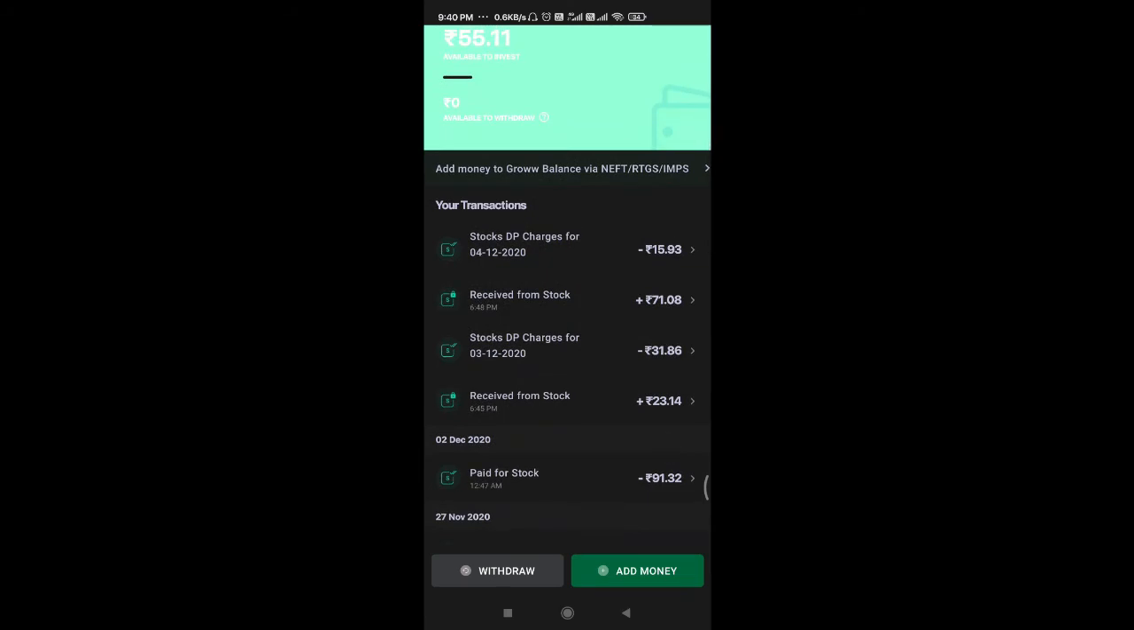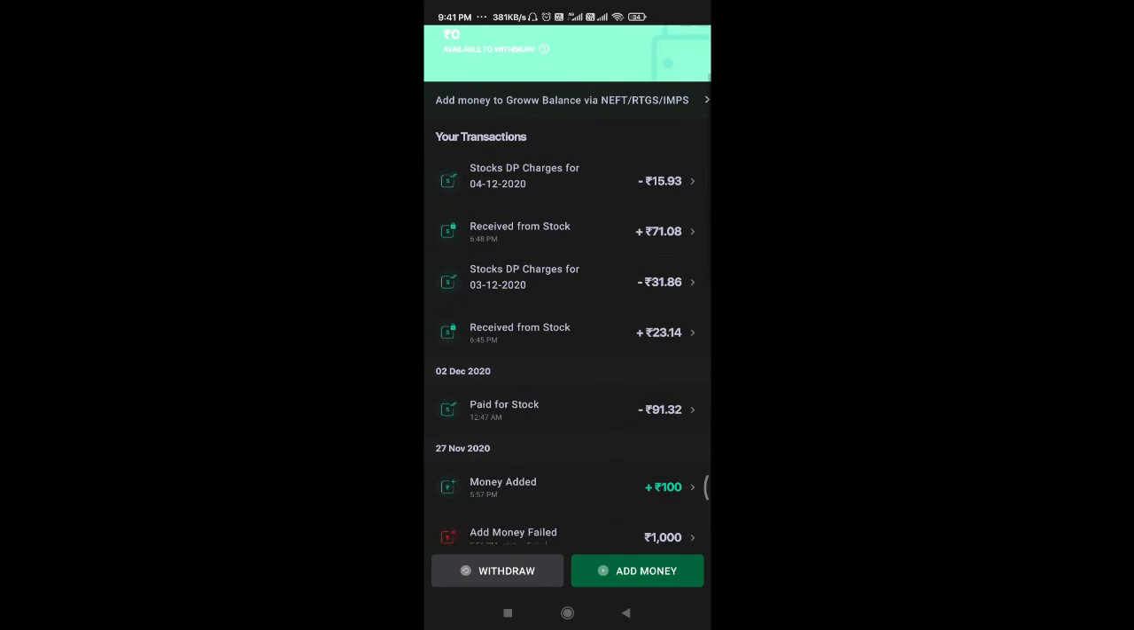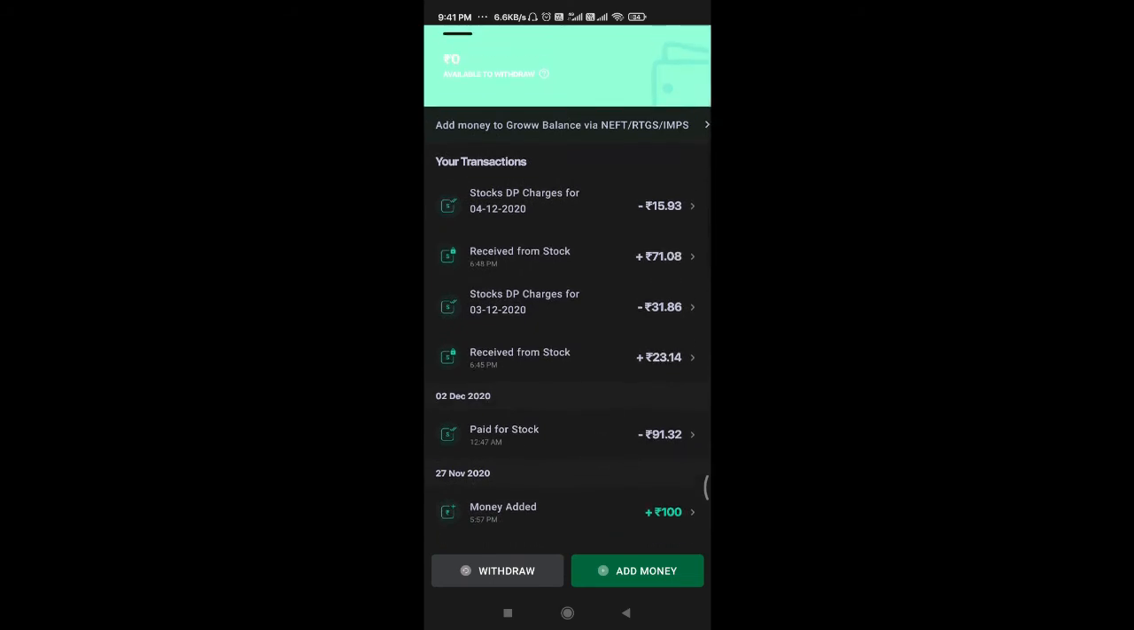31, like that. So I invested and withdrew, and currently I didn't get any return. I just had some of the money deducted in the form of DP charges. So you can notice the stock DP charges minus, it means 15 rupees, and another stock DP charge here is 31.86 rupees. So there are lots of hidden charges also available. That's why I said to make sure to check it.